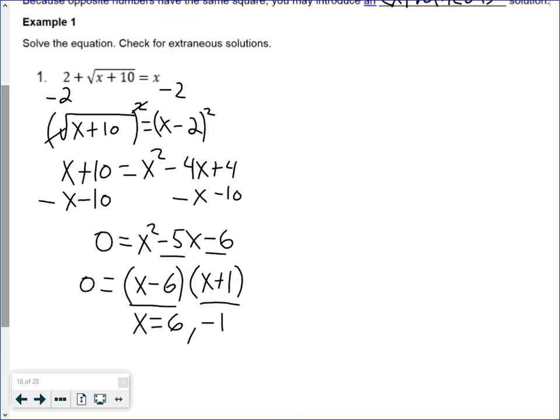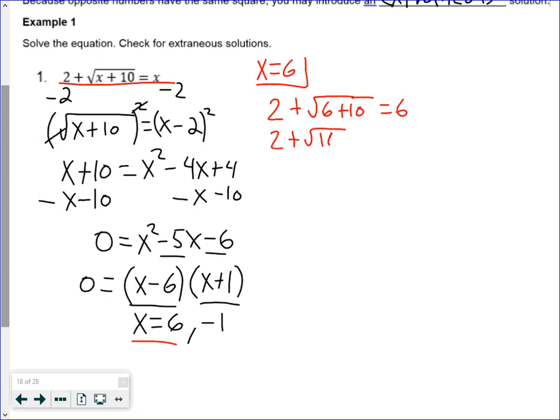What we're going to do now is take each one and plug it back into our original equation, and see if it actually makes sense. So we have x equals 6. We're going to solve for that one first. We have 2 plus the square root of 6 plus 10, and that should all equal 6. We're going to solve this out. 2 plus the square root of 16 equals 6. The square root of 16 is 4. So we get 2 plus 4 equals 6. So we get 6 equals 6, and that's correct. So x equals 6 will be one solution to this problem.